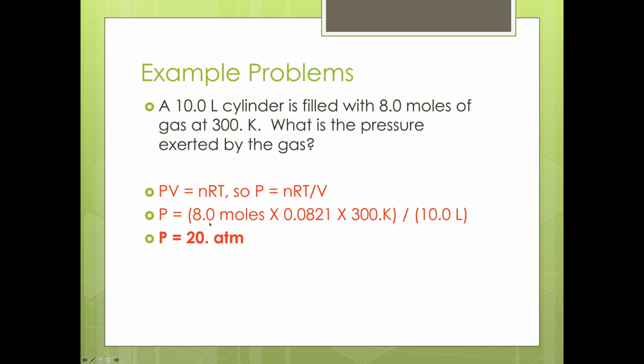And again, 2 sig figs is the smallest number of sig figs here, so we can't just write 20. We have to pop in a decimal point to show 2 sig figs when we're done with our calculation. That's as simple as it is. You can use this to find any of the variables.